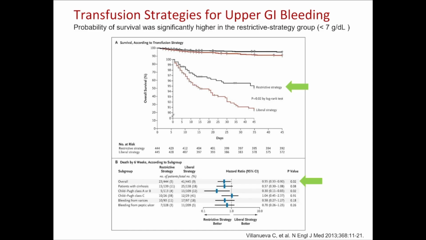When they did a subgroup analysis to stratify it by patients with cirrhosis, Child-Pugh, or bleeding from varices or peptic ulcer, they were not able to find significance, but things still trended better in the restrictive strategy, but they were not significant. But overall, the patients with restrictive strategy did better, so hemoglobin of 7.